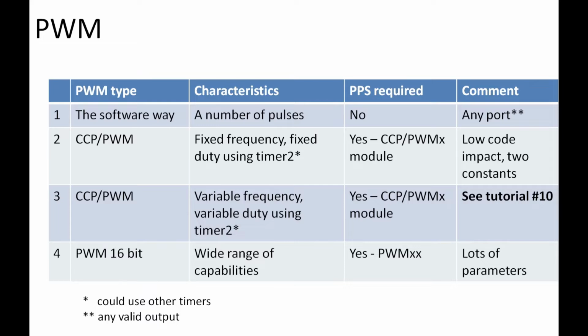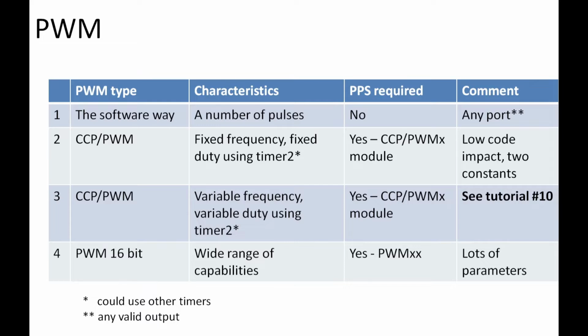Interestingly, we have what's called, I said, fixed frequency, and I will show you that fixed frequency configuration. It is extremely simple with two constants. Very low impact on your program, and it just uses, as I said, two constants. We looked at number 3, which was CCP PWM, variable frequency, variable duty, when it's using a particular timer, and we saw that in tutorial 10, but we will recap that in these options.